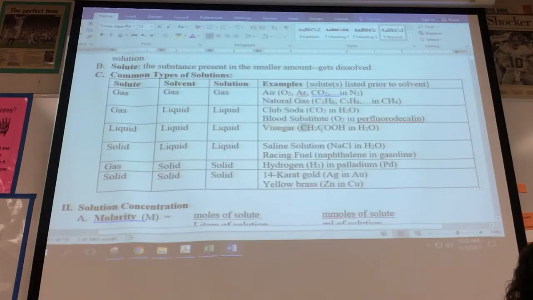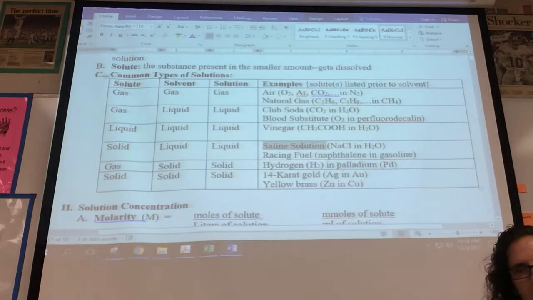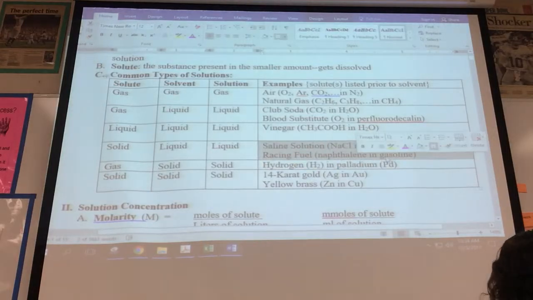Vinegar, 5% acetic acid dissolved in water. Vinegar is really good to get rid of smells and things. Good little trick. A lot of you wear contacts and you clean them with some type of saline. Sodium chloride in water. So look at your saline solutions, like for your contacts. Take a look at what's in there later. Racing fuel is naphthalene and gasoline. That I didn't know. Kind of cool.